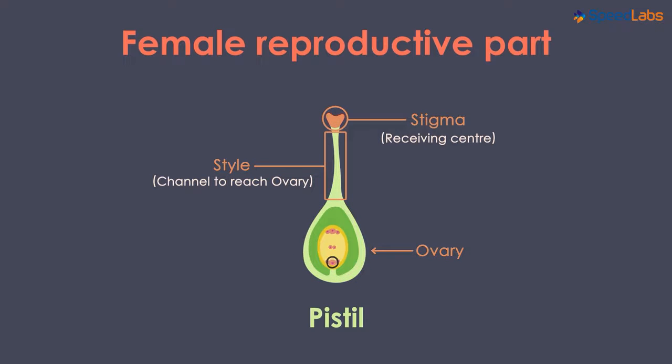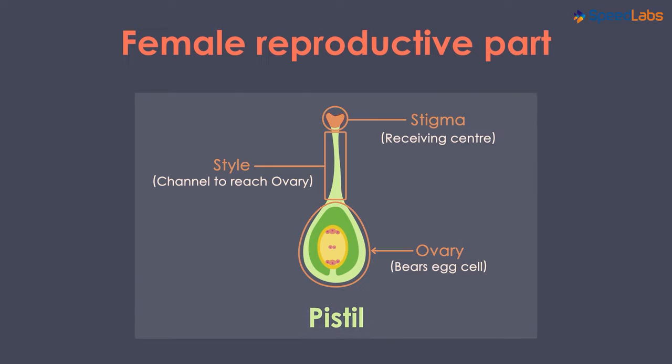Now we know what the function of this ovary is. It is the most important asset of the complete female reproductive part. It bears the female reproductive cell, that's the egg cell. So this was about the female reproductive part of the flower.